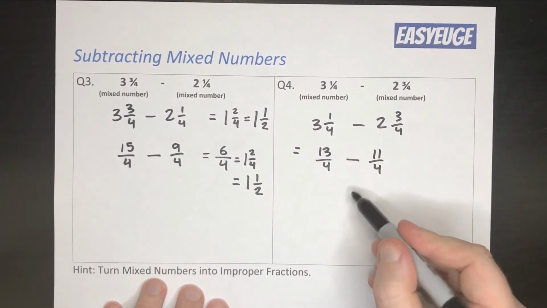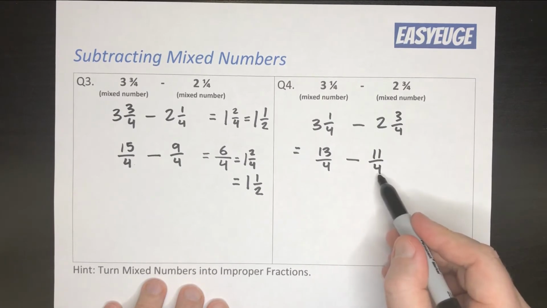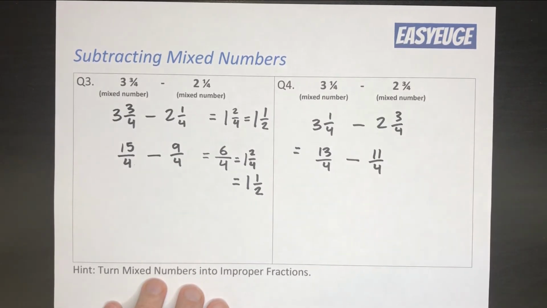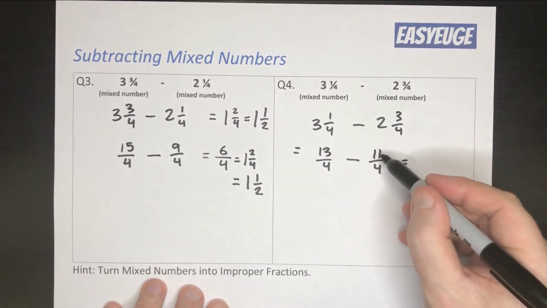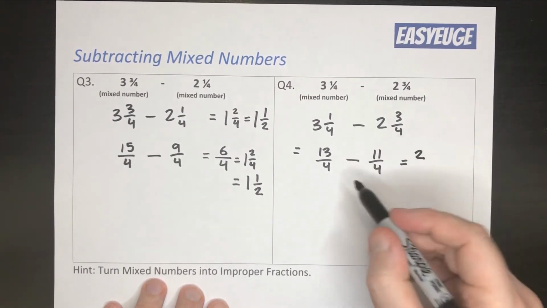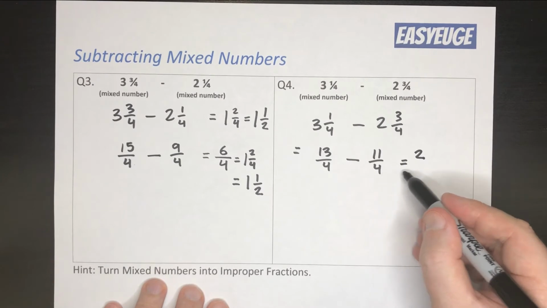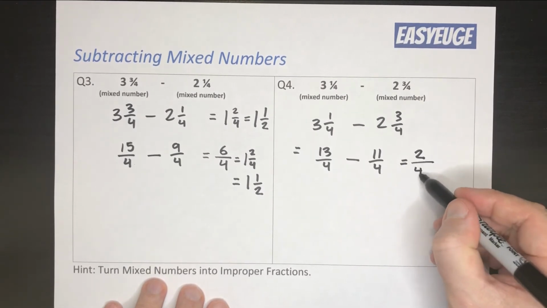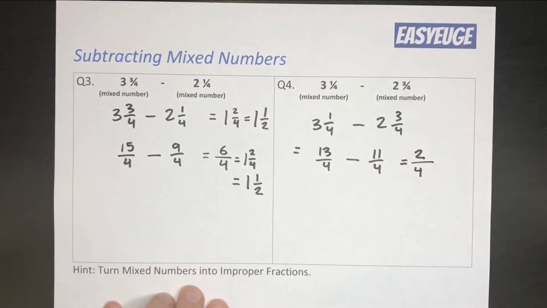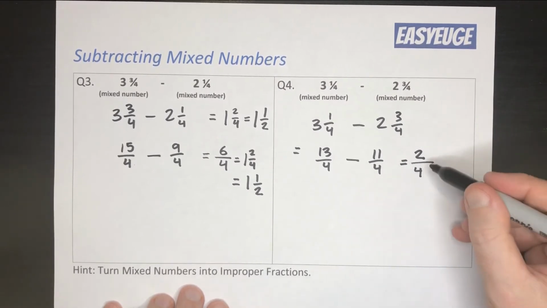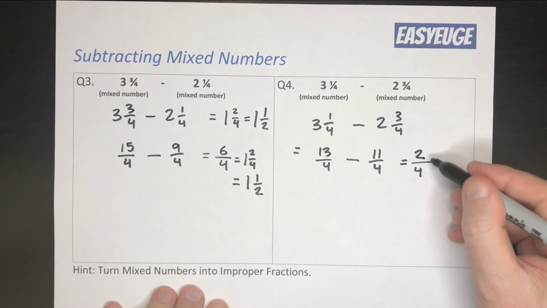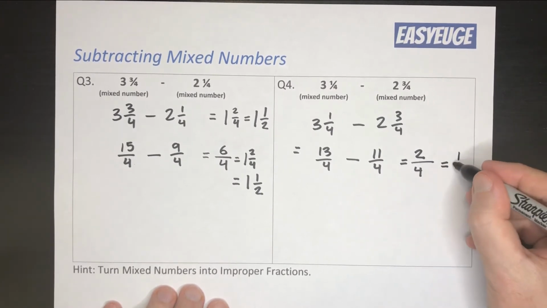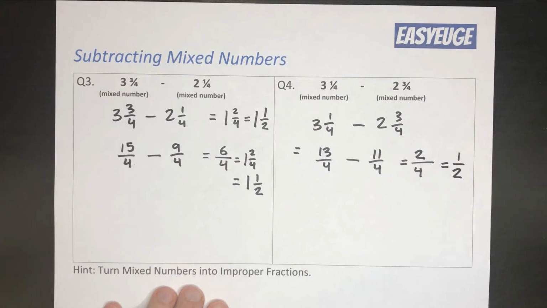And this is really lucky because the numbers on the bottom are the same. We can go straight ahead and subtract. 13 take away 11 is 2. 4 carries straight over, and it's 2 over 4. And remember, always look for the opportunity to simplify. Can we simplify 2/4? Yes, we can divide the top and the bottom by 2, and the answer is 1/2.